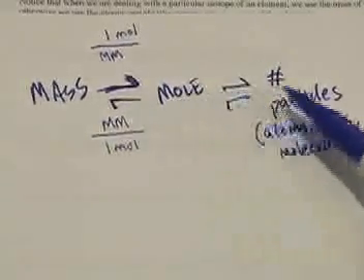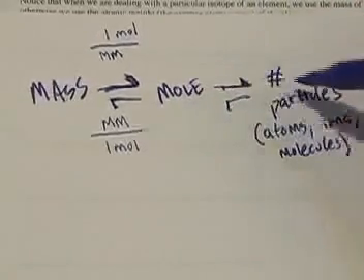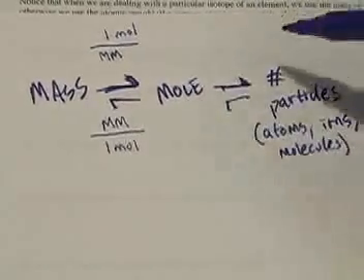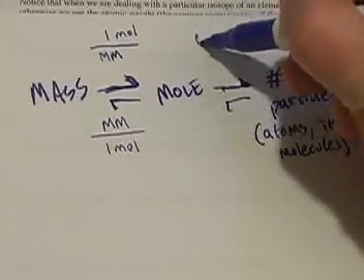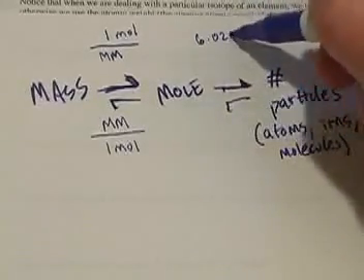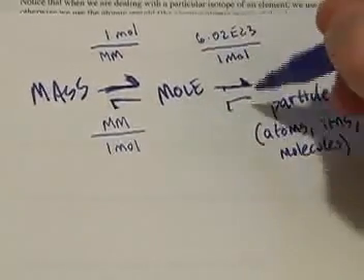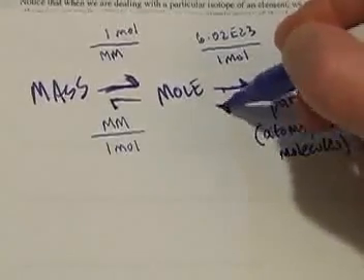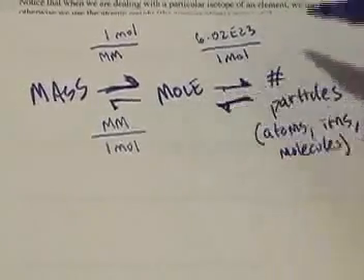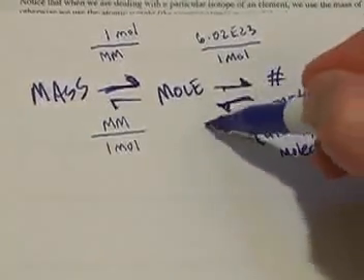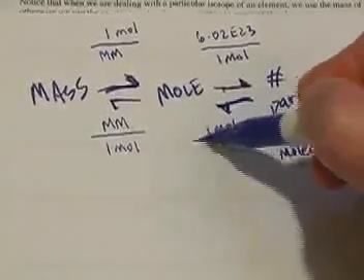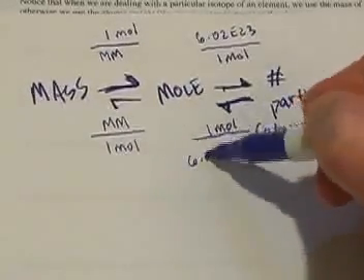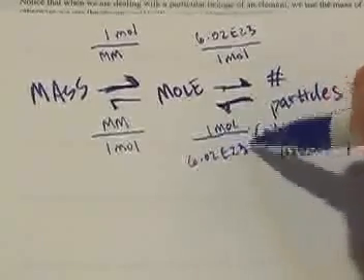When I move from moles to particles now, from a mole of particles to the actual number of particles that I have, now I take Avogadro's number, 6.02 times 10 to the 23rd, and put that on the top of the ratio and 1 mole on the bottom. And when I move from particles to moles, now I use the ratio of 1 mole on the top and 6.02 times 10 to the 23rd things on the bottom.